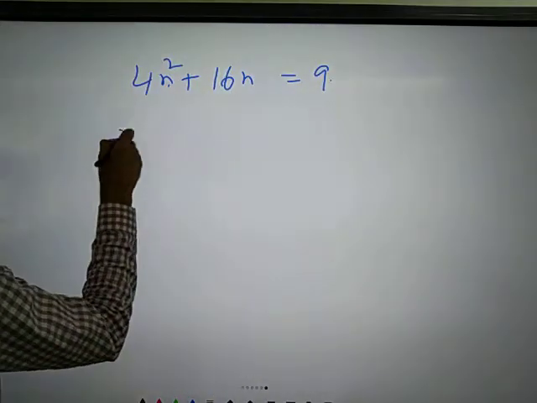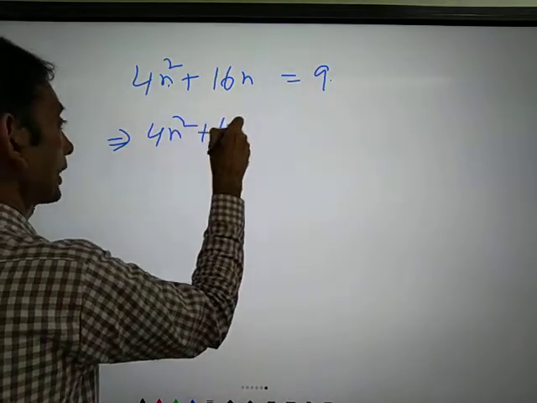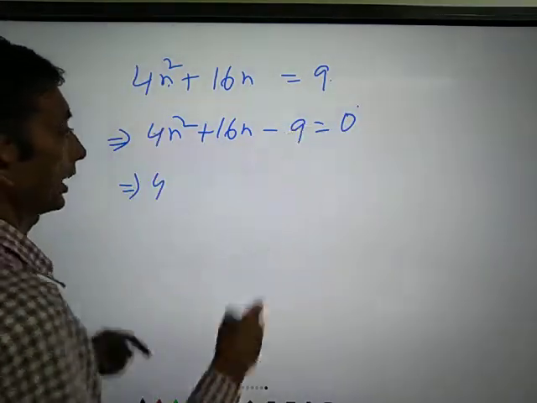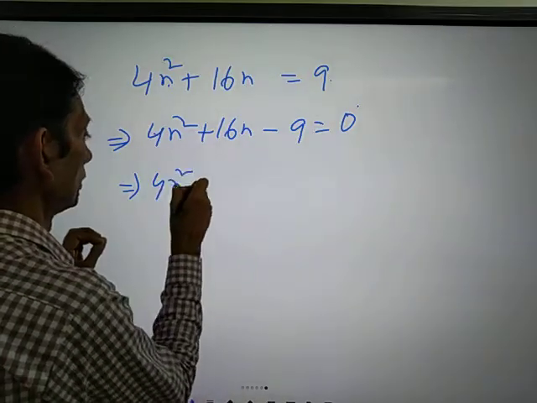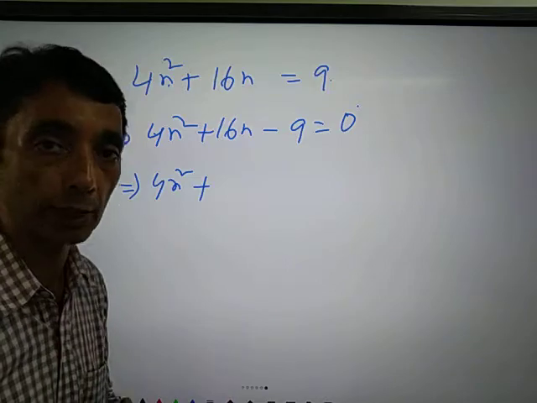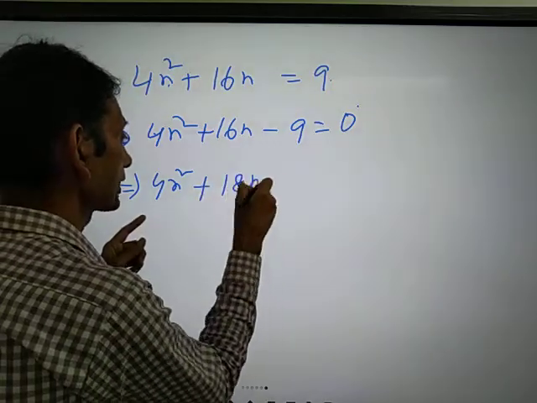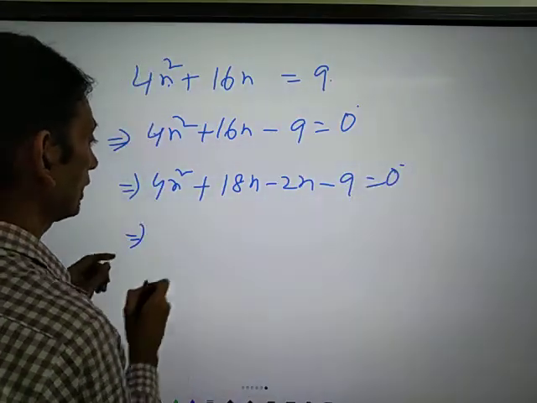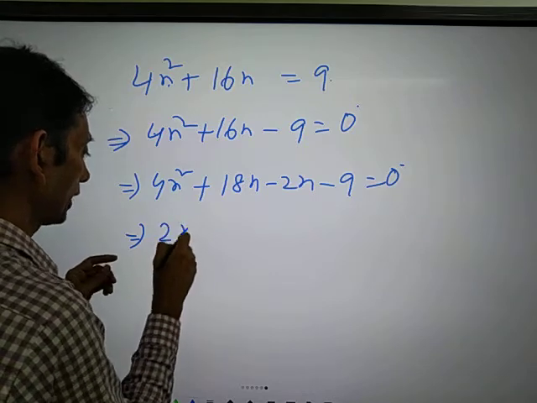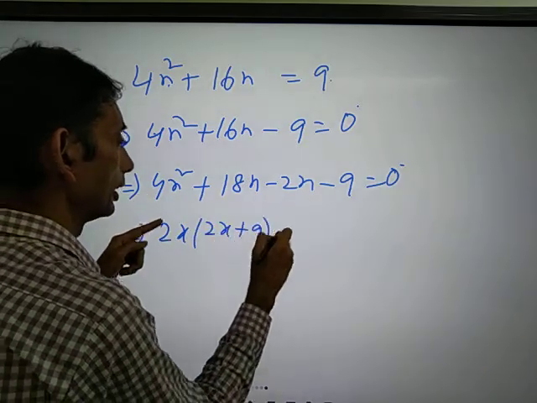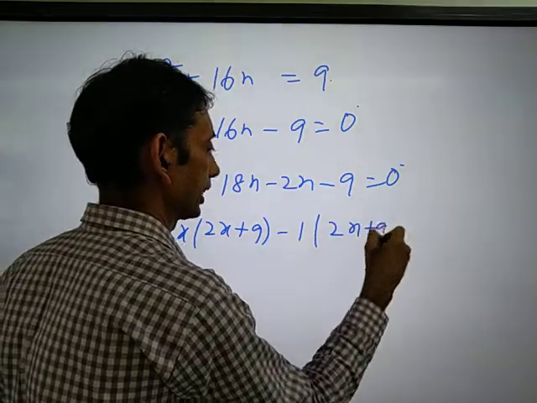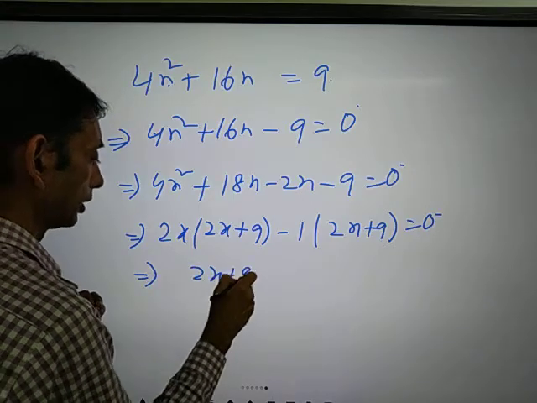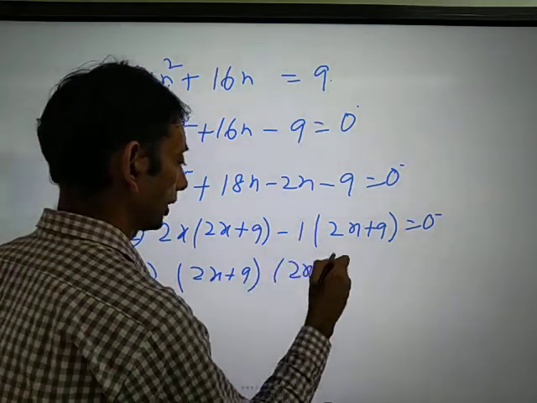So let us solve this. 4x squared plus 16x minus 9. So we take 4 into 9, 36. We can solve this by middle term splitting, right? So we can write 18x minus 2x minus 9 equal to 0. Then from there you can take 2x common. If you take 2x common, it's 2x plus 9, then you can take minus 1 common, so 2x plus 9. These steps are very, very simple, and you can solve very quickly. 2x plus 9 and 2x minus 1 equal to 0.